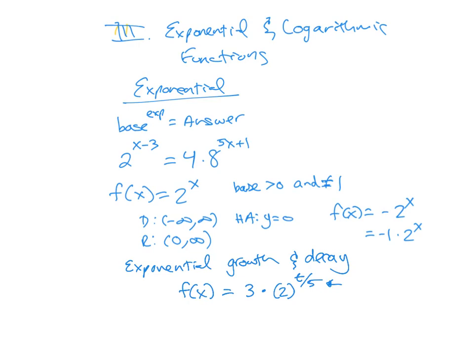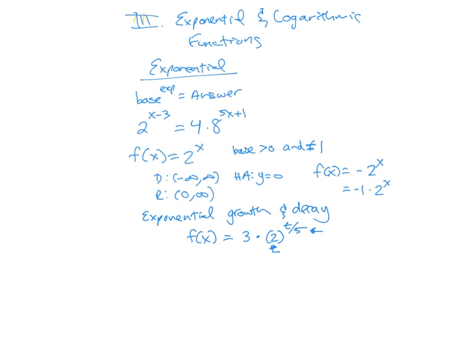In general, if the exponent is of the form t over some value, that value is the amount of time for the base. So if the base was a half, then 5 would be the half-life, the time it would take for the substance to be half of what it originally was. Other types of exponential problems that we talked about were interest rate.